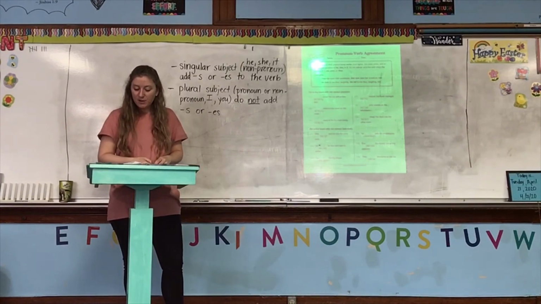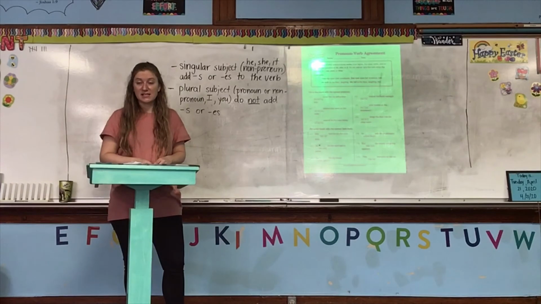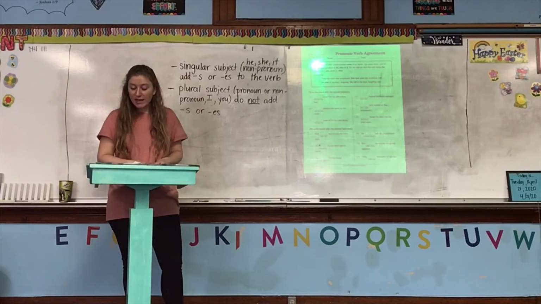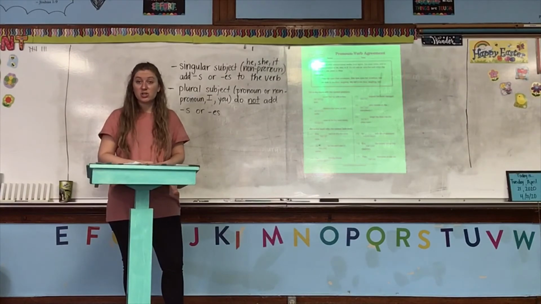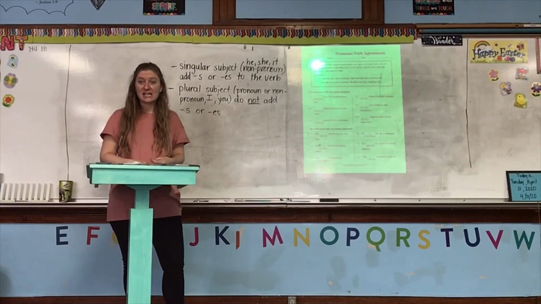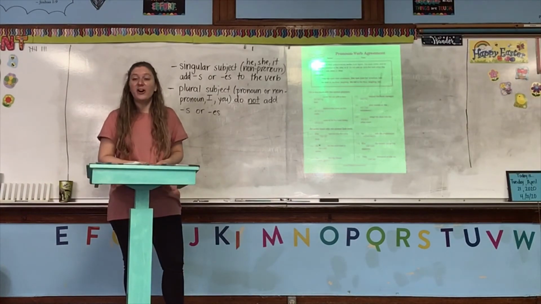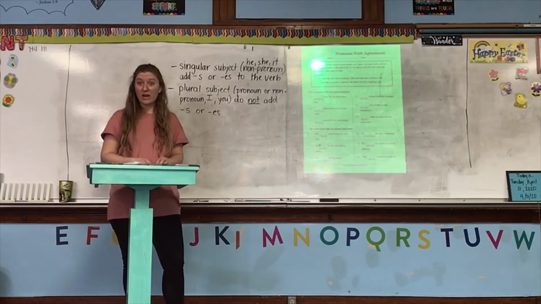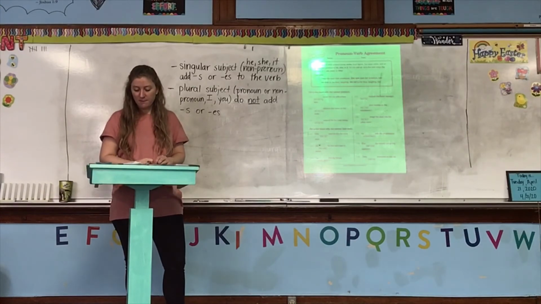So for example, they rip open their envelopes. That's a plural subject pronoun, they, so we would not add an S. She rips open her envelope too. She is a singular pronoun, and we know we add S, so she rips. He falls to the floor laughing. He is a singular pronoun, so we do add S. We fall to the floor laughing too. We is a plural pronoun, so that means we do not add an S.